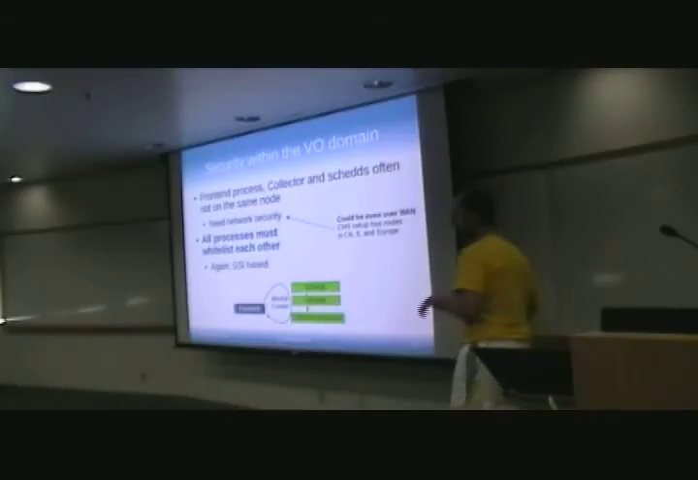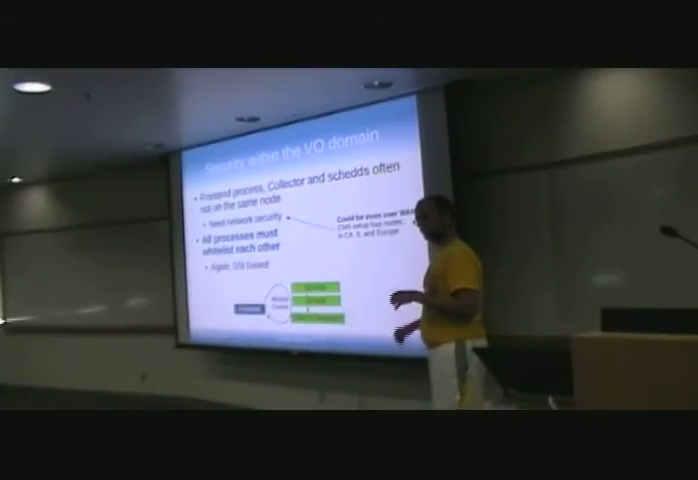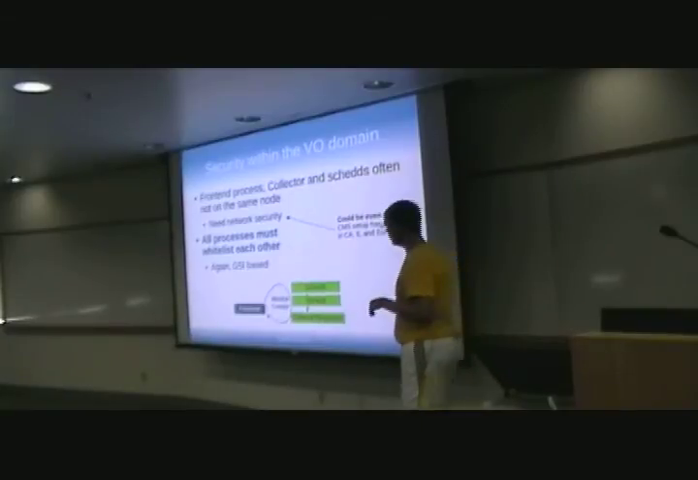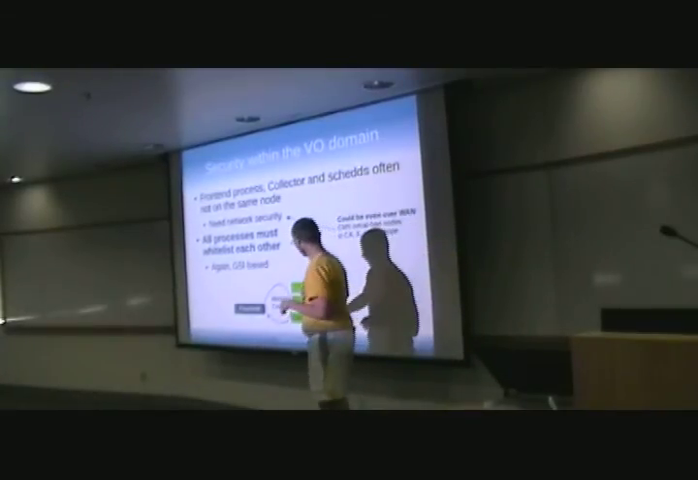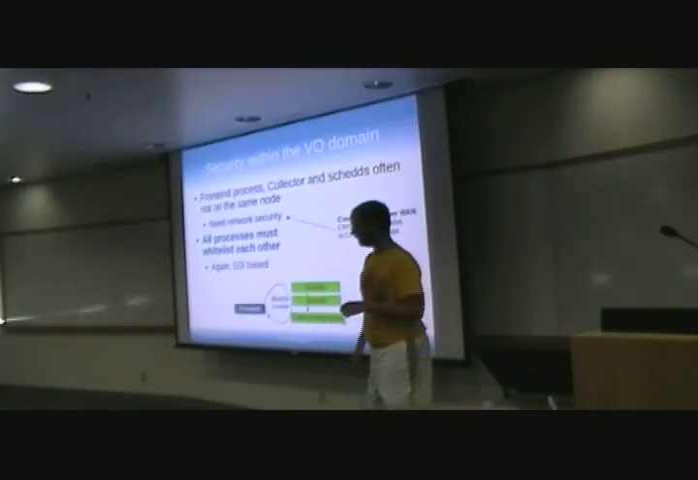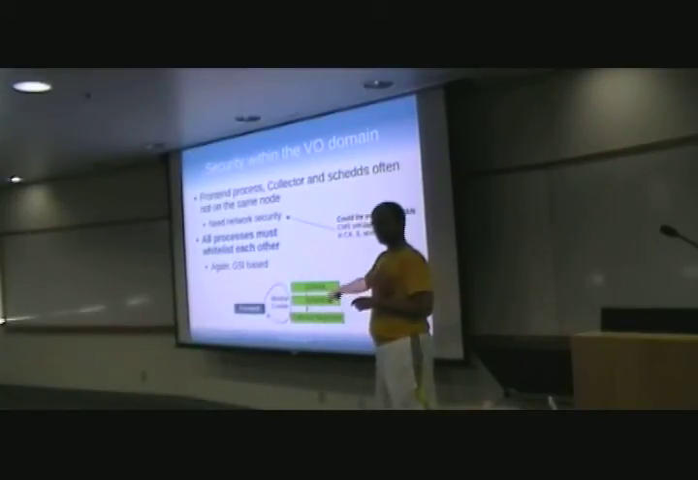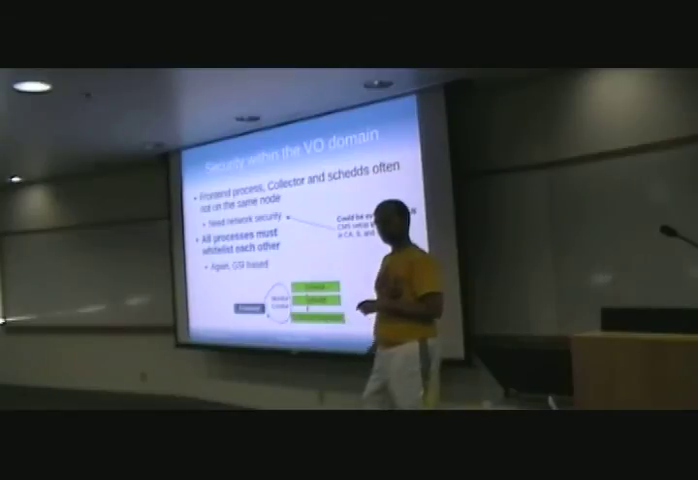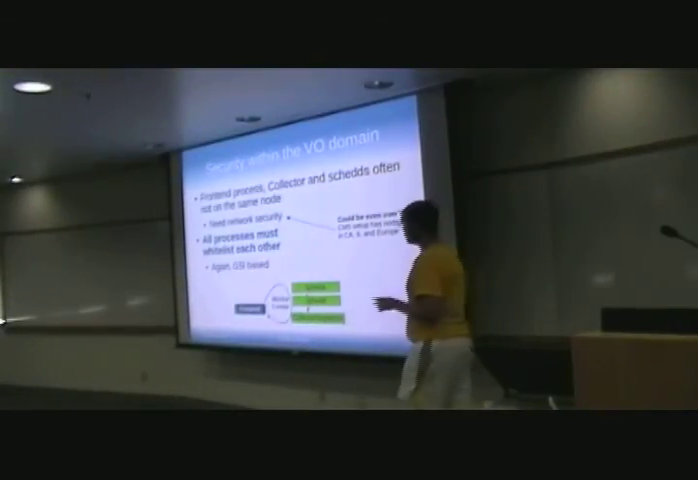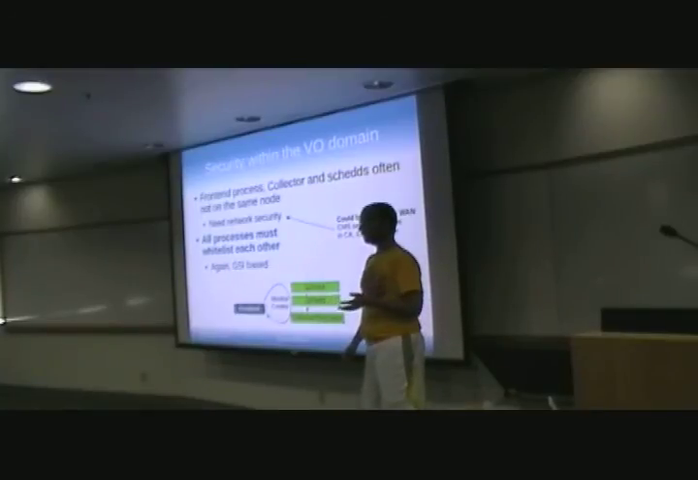Now, that is between the front end and the factory. Now you also have multiple daemons likely running on different nodes within your own VO domain. You have at least a collector, a schedd, and a front end. And when we go to the installation, I will tell you it's not really a good idea to run them on the same node. You should really spread them on multiple nodes as much as you can. Which means if you are running on different nodes, you want to have some kind of network security between them.